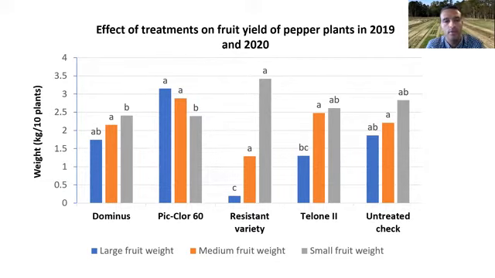For the pepper fruit, we categorized them in 3 groups: large fruit size, medium fruit size, and small fruit size. If you look at the resistant variety in the previous 2 slides, you saw that the resistant variety did an excellent job in terms of nematode control. However, if you look at the fruit yield, you can see that for the large and medium fruit sizes, the yield is lower than the other treatments. Among the other treatments, the plot treated with Pic-Clor 60 had a greater yield compared to the others.